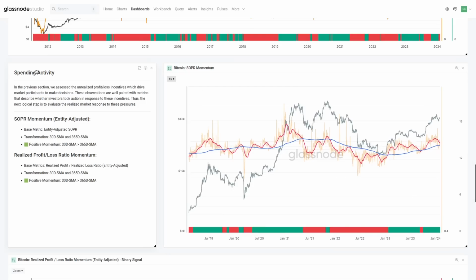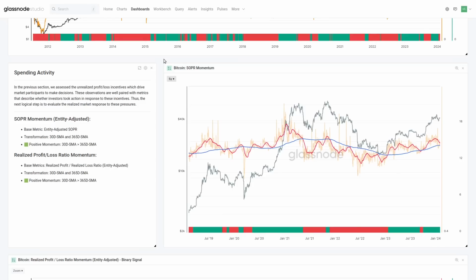So when we move into the realized category, the spending, the volume side of the equation, we're looking at a much smaller proportion of coins, but these are the ones that actually took action. And quite often, these are the ones that create the change in markets. It's a change to the unrealized profit or loss state.